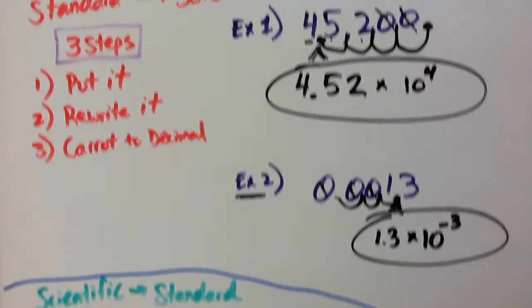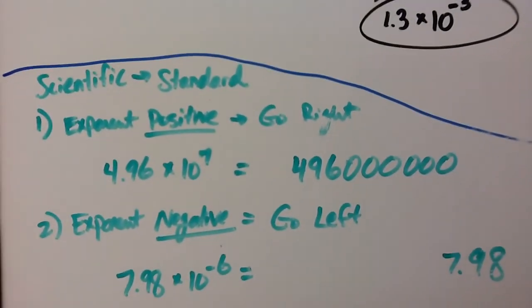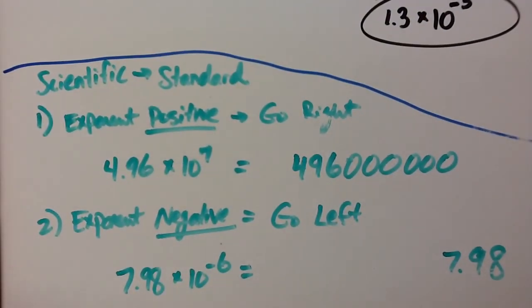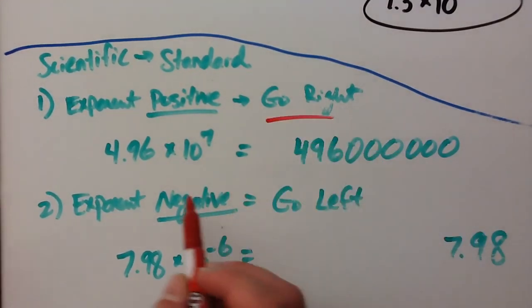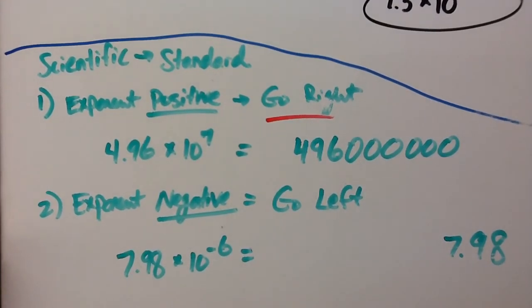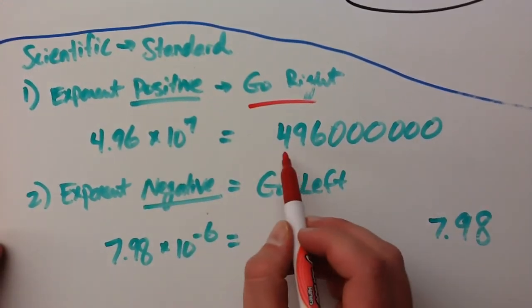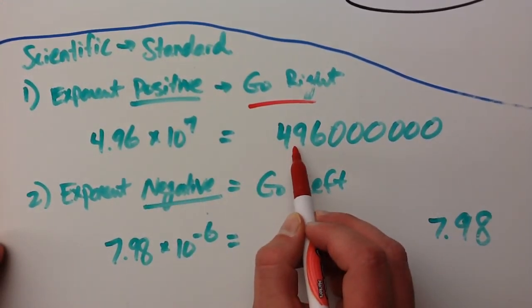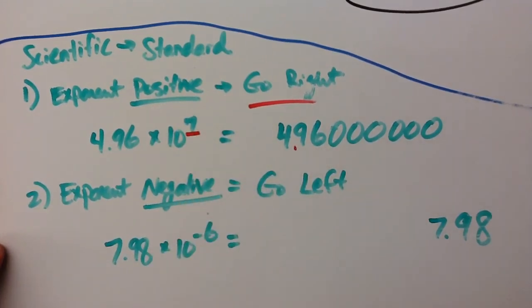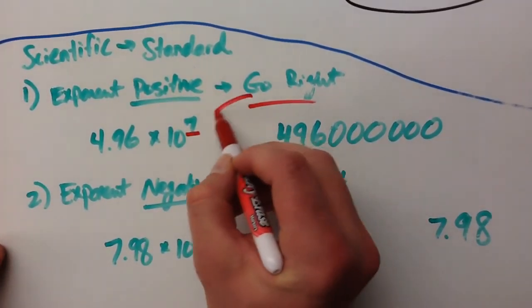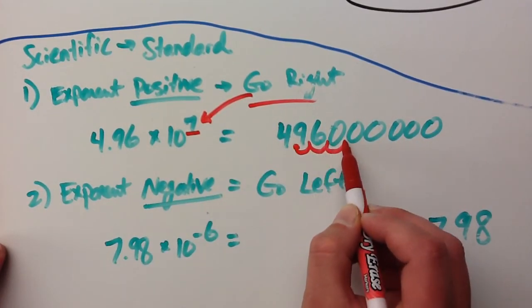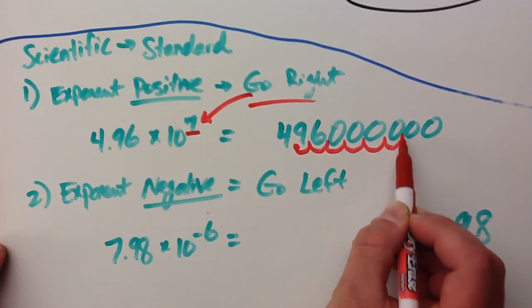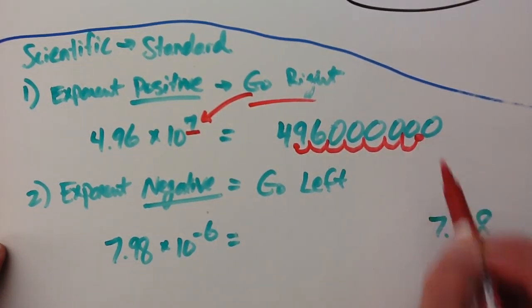The last thing we'll talk about is going from scientific to standard. Now here, if the exponent is positive, that tells us to go right on the number. So if we have this number 4.96, which is in scientific notation, and I want to go to standard notation, I would put my pencil where the decimal is, which is right there between the 4 and the 9. And since the exponent is positive 7, I'm going to go right that many spaces. So here is my decimal. I'm going to go right 1, 2, 3, 4, 5, 6, 7. And here would be my new decimal.